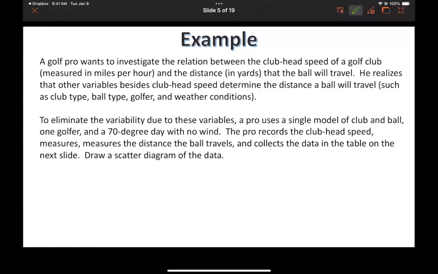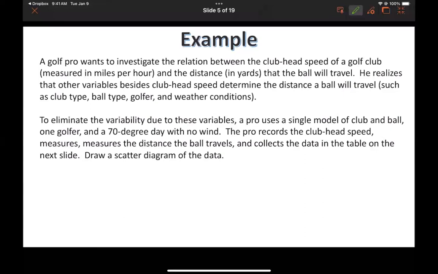The golfer realized that there are other variables that could change that: a different club type, a different ball type, a different golfer, weather conditions. There are many other things that could come into play. So he did the best he could to eliminate those things. He used the same golf club every time, the same ball, the same golfer, and took a 70-degree day with no wind, the perfect day. He's trying to eliminate those variables as much as possible. Then he measured how fast the club head speed was and how far the ball traveled.